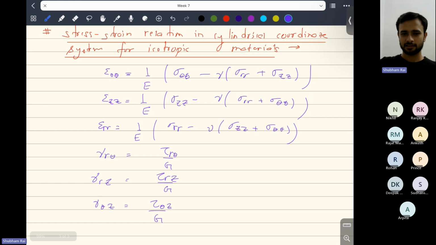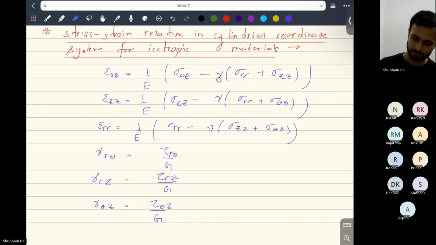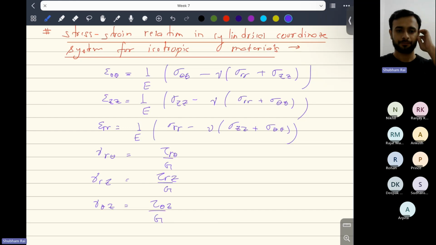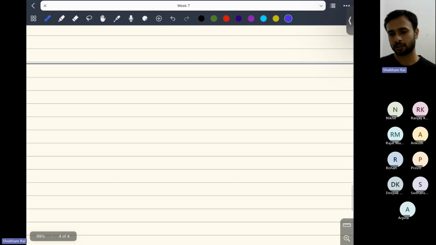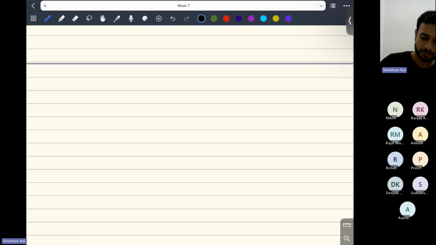Nothing has changed, everything here is the same. One thing I would like to change here: this is looking like nu, but this is not nu, this is gamma. And here this is nu. Nu and gamma look almost the same, pardon me for this kind of confusion in my writing. Okay, so let me go to the problems now. If you have any questions from this recapitulation, you can ask me. Let me go to the problems.